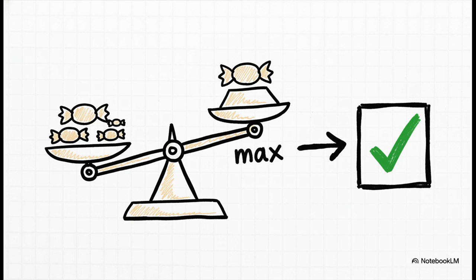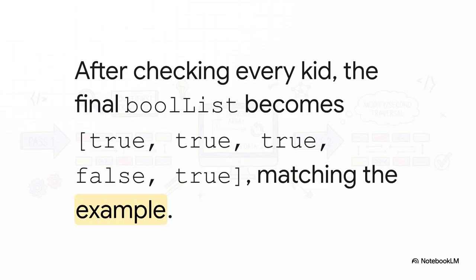We look at the first kid, who has 2 candies. Is 2 plus our 3 extra candies greater than or equal to 5? Well, 2 plus 3 is exactly 5. So yep, we add true to our bool list. And we just keep doing that for the rest of the list.